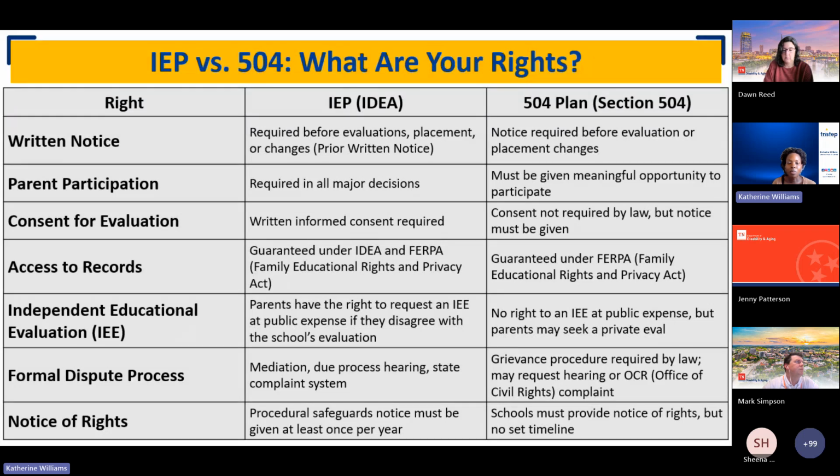So with written notice, with the IEP, written notice is required before evaluations or placement or changes, and you should receive what is called a prior written notice. So what is being changed or proposed would be in that prior written notice and the reason why that decision was made. For the 504 plan, notice is required before any evaluations or placement changes. As far as parent participation, it is required for all major decisions for the IEP, and for the 504 plan, they need to be given an opportunity to participate.